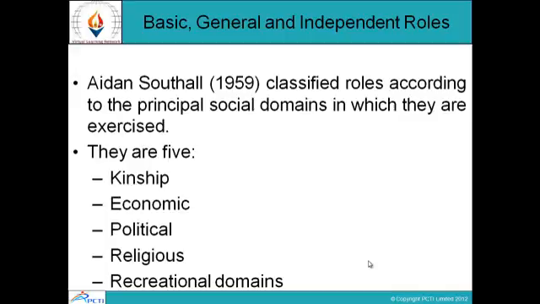Ed and Southall 1959 classified roles according to the principal social domains in which they are exercised. They are five: kinship, economic, political, religious, and recreational domains. So these are the domains into which roles are classified according to the social domains.